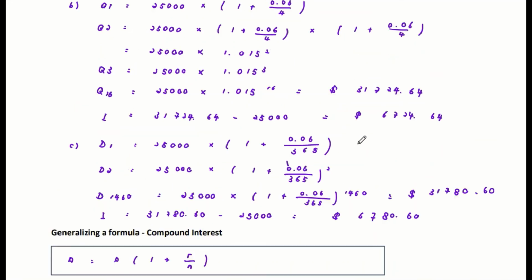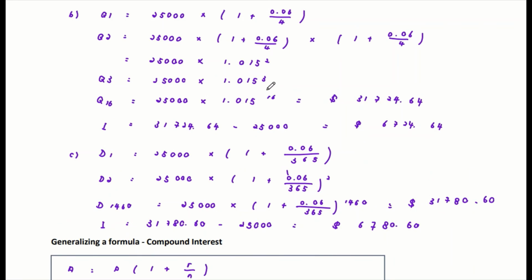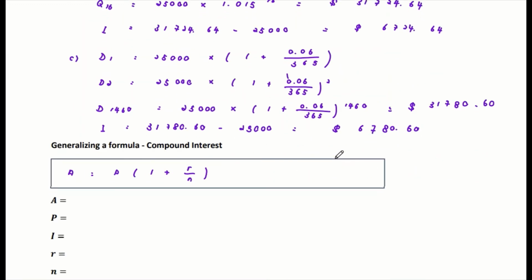Okay, for example, how do you get 16? At the end of 4 years, you are compounding 4 times each year. So that's why 4 times 4. How do you get 1460? You are compounding for 4 years and each year you have 365 times. So you use 4 to multiply 365. So this is going to be how many times you compounded per year, multiplied by how many years you are calculating.